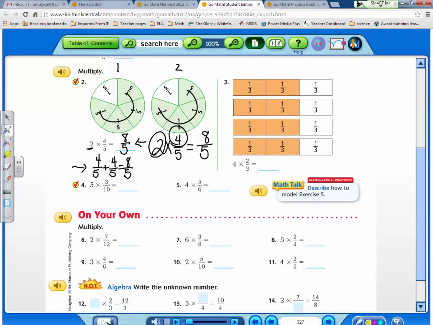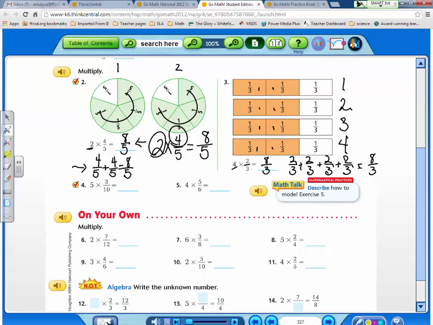Looking at the model for question number 3, we have four groups, 2, 3, 4 groups, and each group has 2/3 shaded. So we could do this as repeated addition of 2/3 plus 2/3 plus 2/3 plus 2/3, 4 times, and we would get 2, 4, 6, 8/3. So we could look at the model and we could count them, 1, 2, 3, 4, 5, 6, 7, 8 groups of 1/3, or 8/3. Or we could multiply 4 times 2 is 8/3.